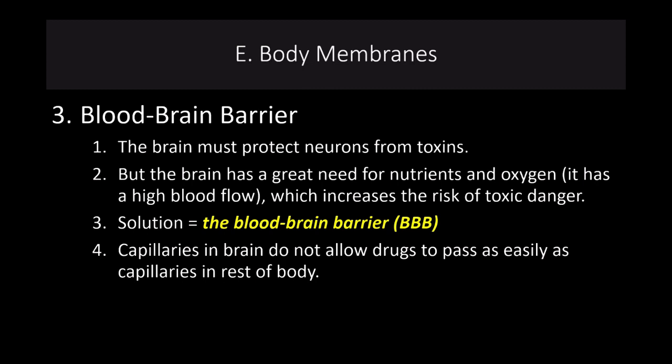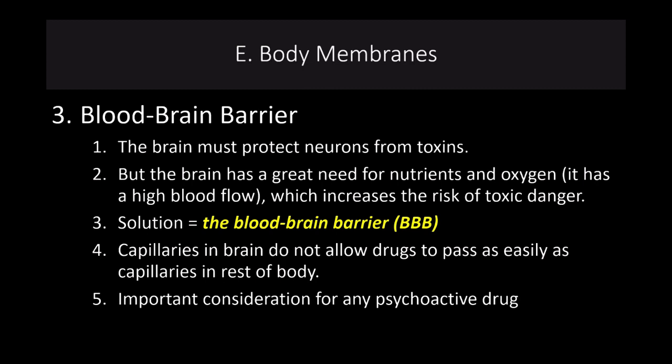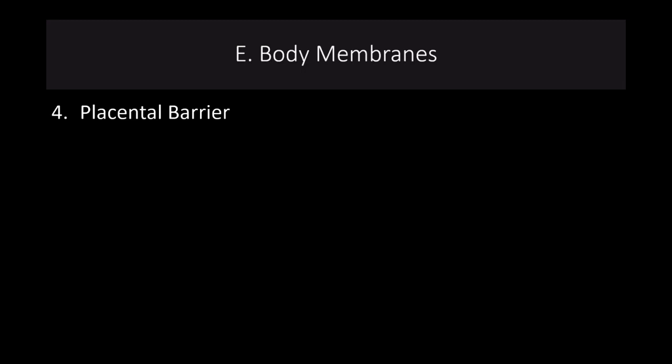So capillaries in the brain are much tighter and don't allow drugs to pass as easily as the rest of the body. So this is a problem with psychoactive drugs, is oftentimes they are not where we want them to be. So this is a really important consideration for any psychoactive drug. So for example, the drugs we use to treat Parkinson's disease are different variants of the substance we want, because it can pass the blood-brain barrier. So levodopa is what we use to treat Parkinson's disease, because dopamine itself, administered, doesn't cross the blood-brain barrier.